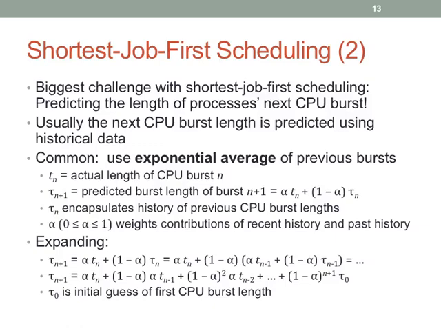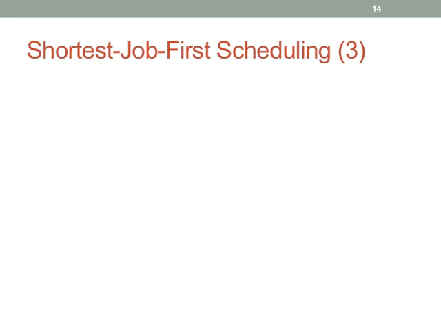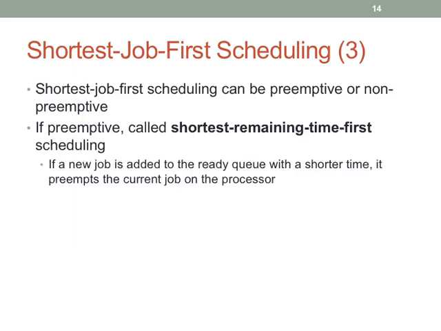Honestly, I think the 4.4 BSD scheduler implementation that you do will do something similar to this, but obviously the model is notably different in a number of ways. Okay, so this can be preemptive or non-preemptive. If it's preemptive, then you would say shortest remaining time first. The idea is that when you add a new job, and its predicted burst length is shorter than the current thread's remaining burst length, then it would preempt the current job.